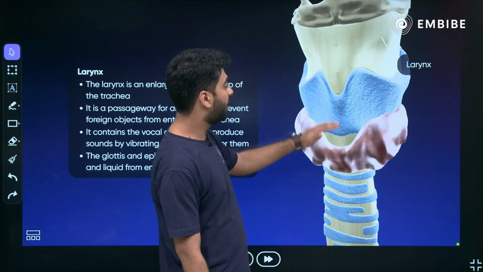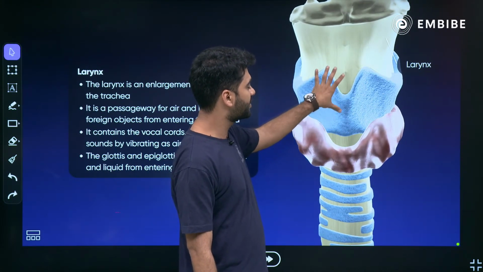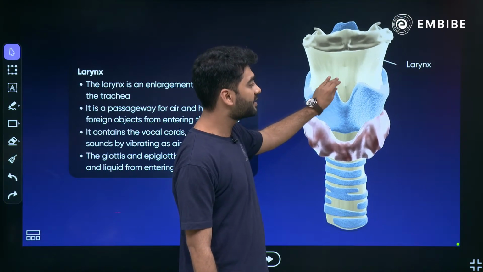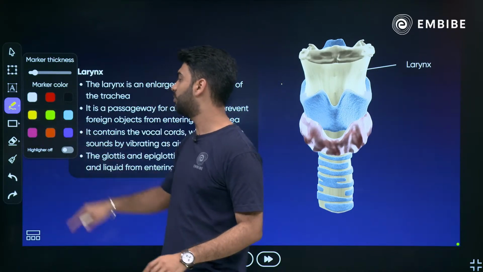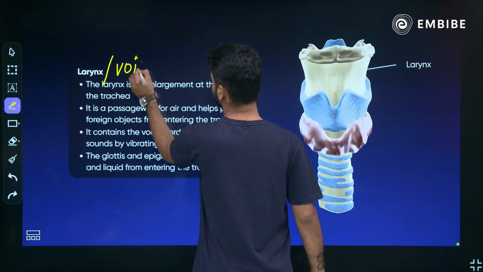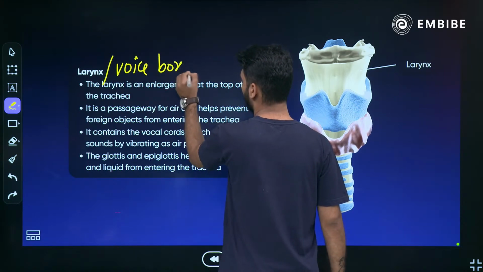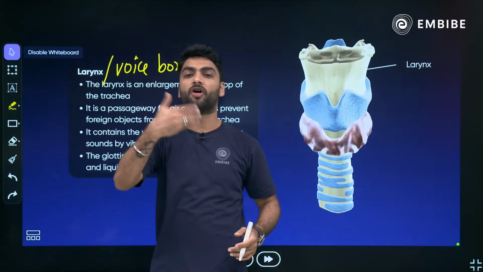windpipe. ट्रेकिया के ऊपर है आपका लैरिंग्स. तो ये जो आप देख रहे हैं this is your larynx, the Adam's apple. तो ये जो लैरिंग्स है ये लैरिंग्स का दूसरा नाम है वॉइस बॉक्स. What is the other name of larynx? It is the voice box. Now this larynx allows the air to come from the trachea.